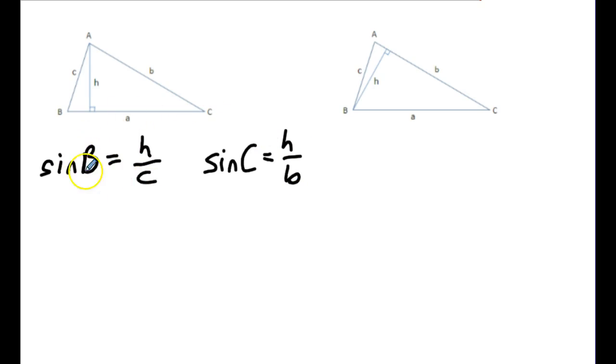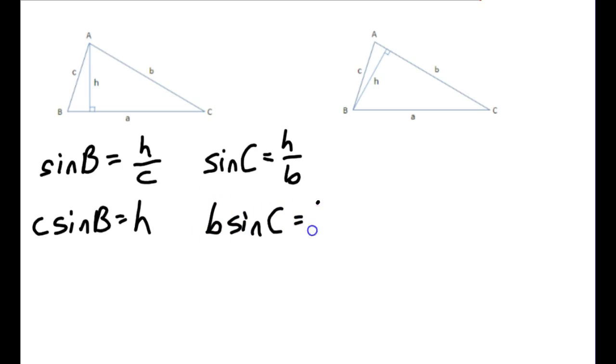On this left one, all we have to do is multiply by c to both sides. So if we do that, we're going to have c times the sine of B equal to h. If we do that on the right side, multiply by b, we're going to have b times the sine of C is equal to h. Looking at these equations, since both of them are equal to h, we can set both of these expressions equal to each other. So c times the sine of B must be equal to b times the sine of C.